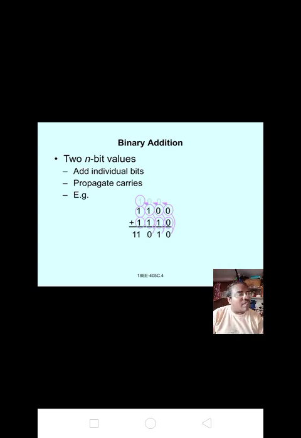Simple. Decimal value means you want to change these numbers into 1 2 3 4 numbers. Okay. Binary means only two numbers, 0 and 1.